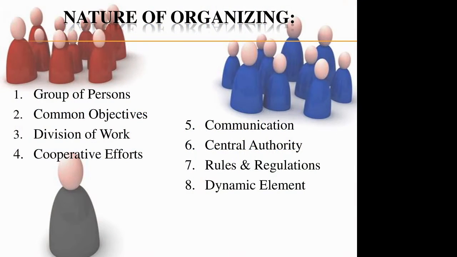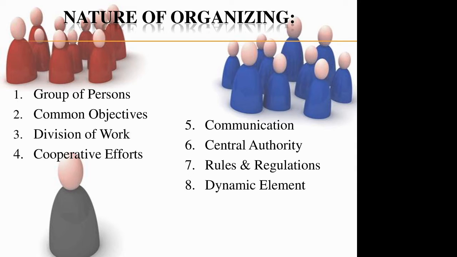And here we'll be talking about the nature of organizing. For the nature of organizing, we'll be seeing some eight points: a group of persons, common objectives, then division of work, cooperative efforts, then communication should be there, then central authority, then rules and regulations, then dynamic element. So this is what people will be talking about regarding the nature of organizing.